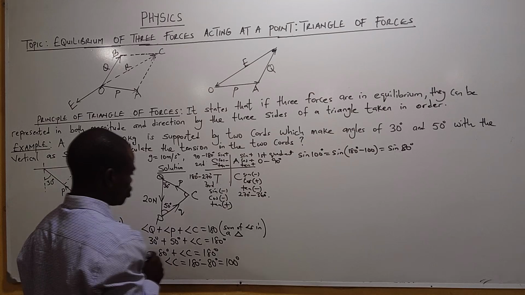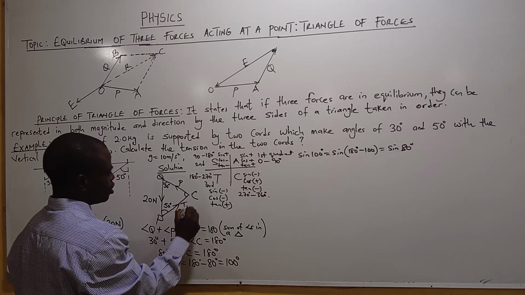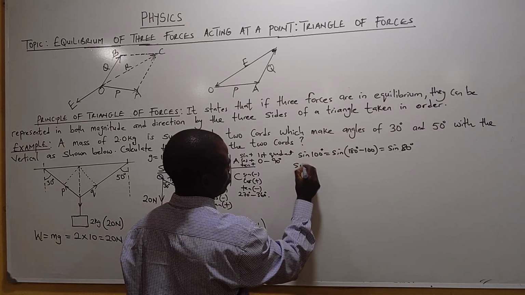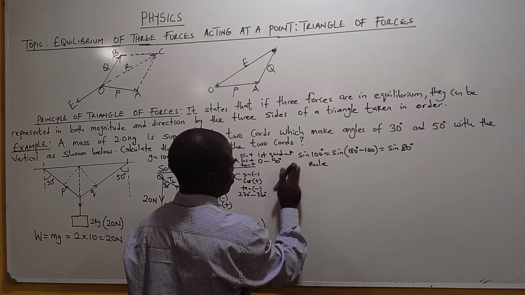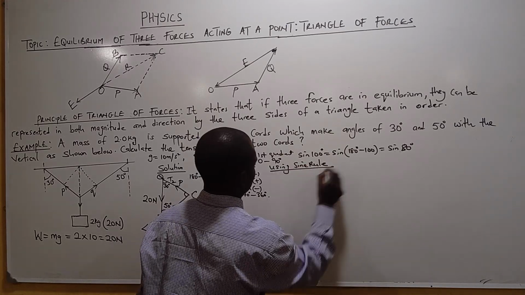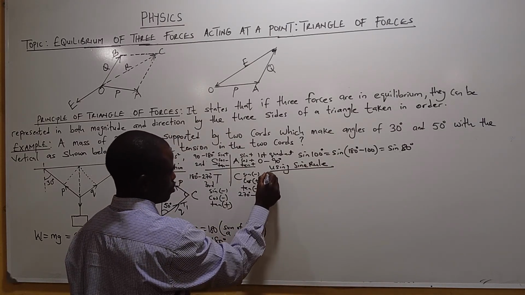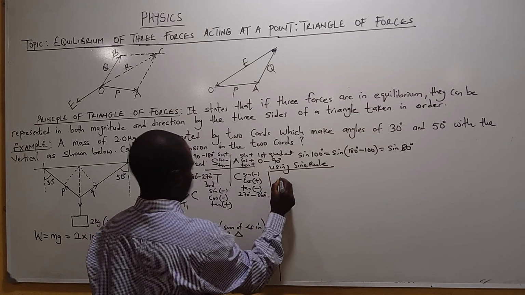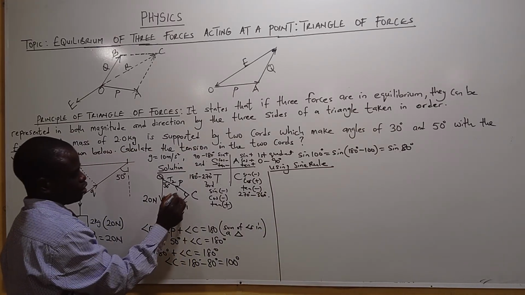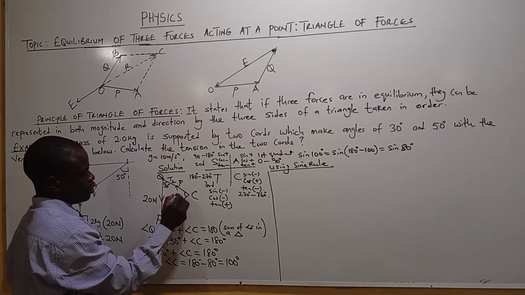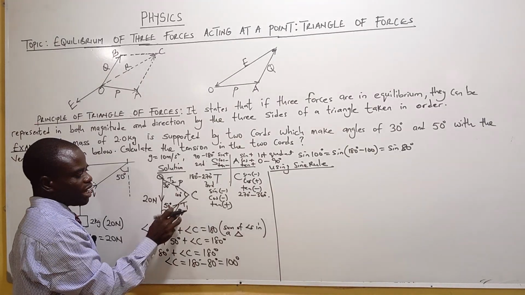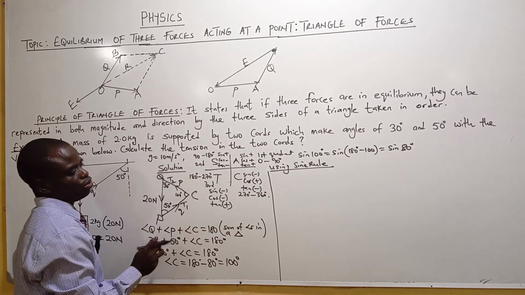Now let's use the sine rule to get the tensions. Let's call these T1, tension 1, and T2, tension 2. Using the sine rule, since you are using the sine rule, we have sine 100 degrees, which is there in the diagram. We are going to combine it with either T1 or T2.